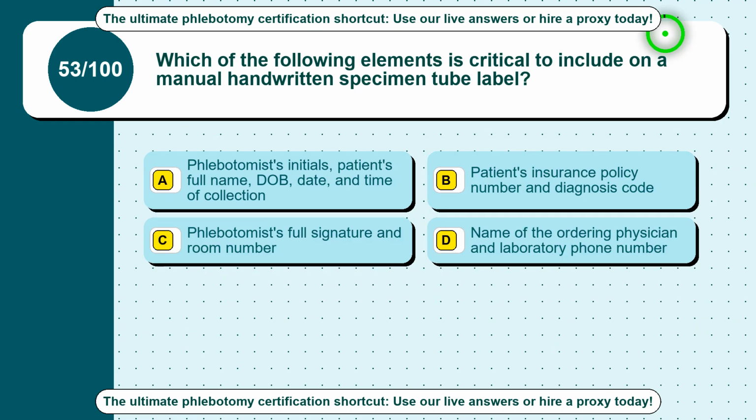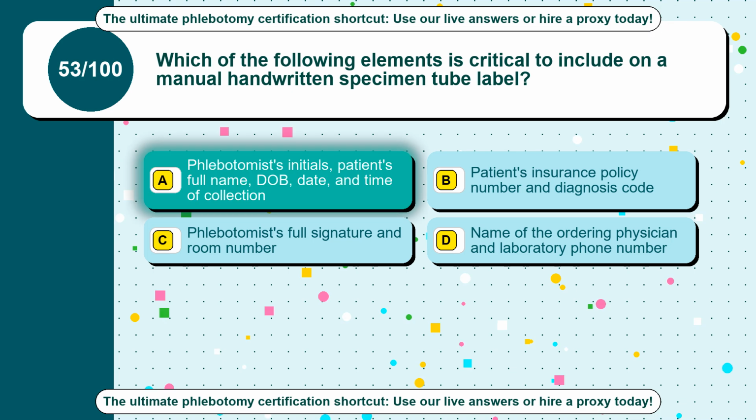Question 53. Which of the following elements is critical to include on a manual handwritten specimen tube label? Option A, phlebotomist's initials, patient's full name, DOB, date, and time of collection. Option B, patient's insurance policy number and diagnosis code. Option C, phlebotomist's full signature and room number. Option D, name of the ordering physician and laboratory phone number.